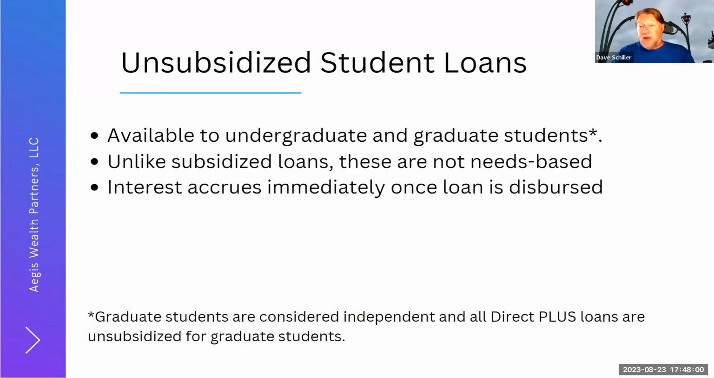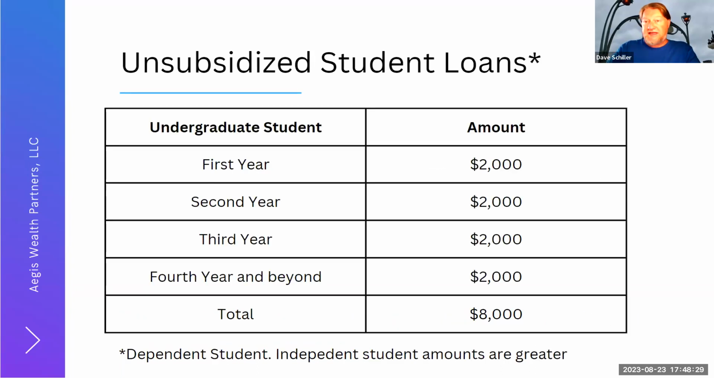Now, unsubsidized loans are available to undergraduate students, but also graduate students. In general, graduate students are going to be considered independent students, and therefore virtually all of their direct loans are going to be unsubsidized. Unlike the subsidized loans, these are not needs-based. So even if you just want to borrow that extra $2,000, you can do that. However, the interest is going to accrue immediately once that loan is disbursed. And so you see here the loan limit, $2,000 per year.